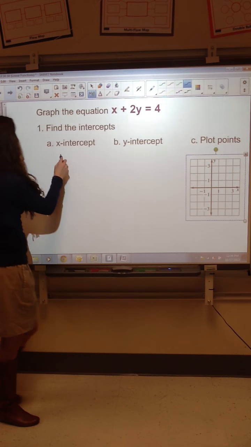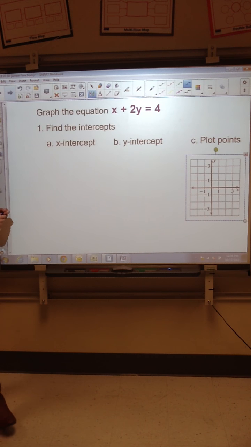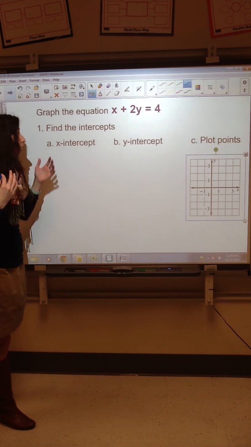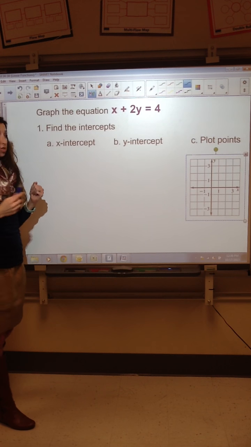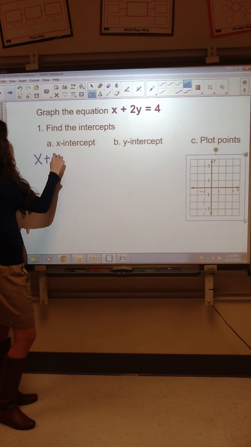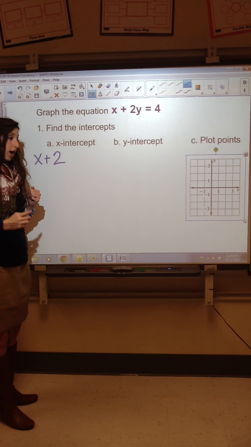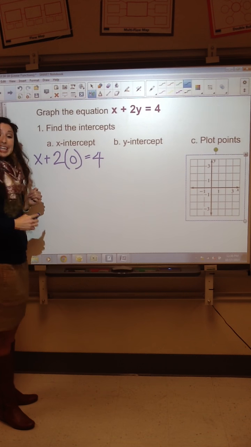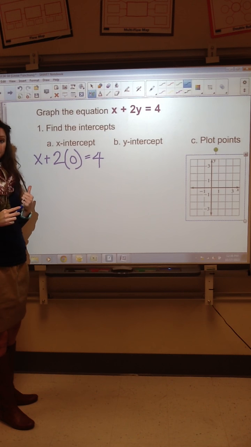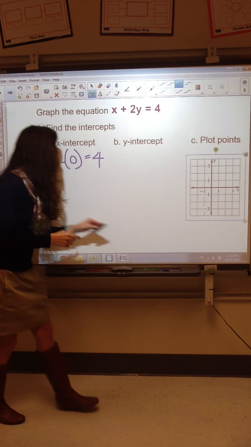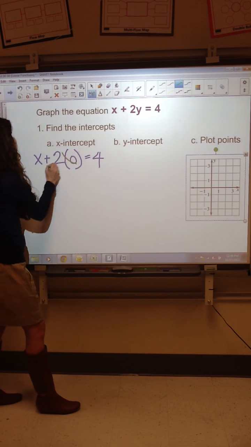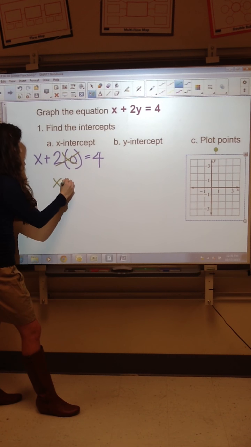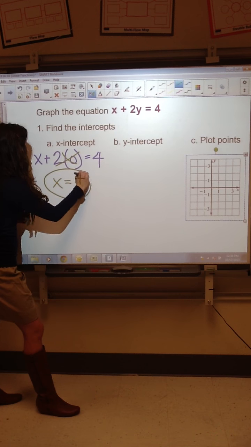So let's start with our x-intercept. If we need a reminder, the x-intercept is where we are plugging in 0 for y and solving for x. So we're going to rewrite the equation, x plus 2, and what am I plugging in for y? 0, equals 4. Now all I have to do is solve for x to get my x-intercept. So here we go. 2 times 0 is 0. x equals 4. Did I get it? x equals 4. Love it.